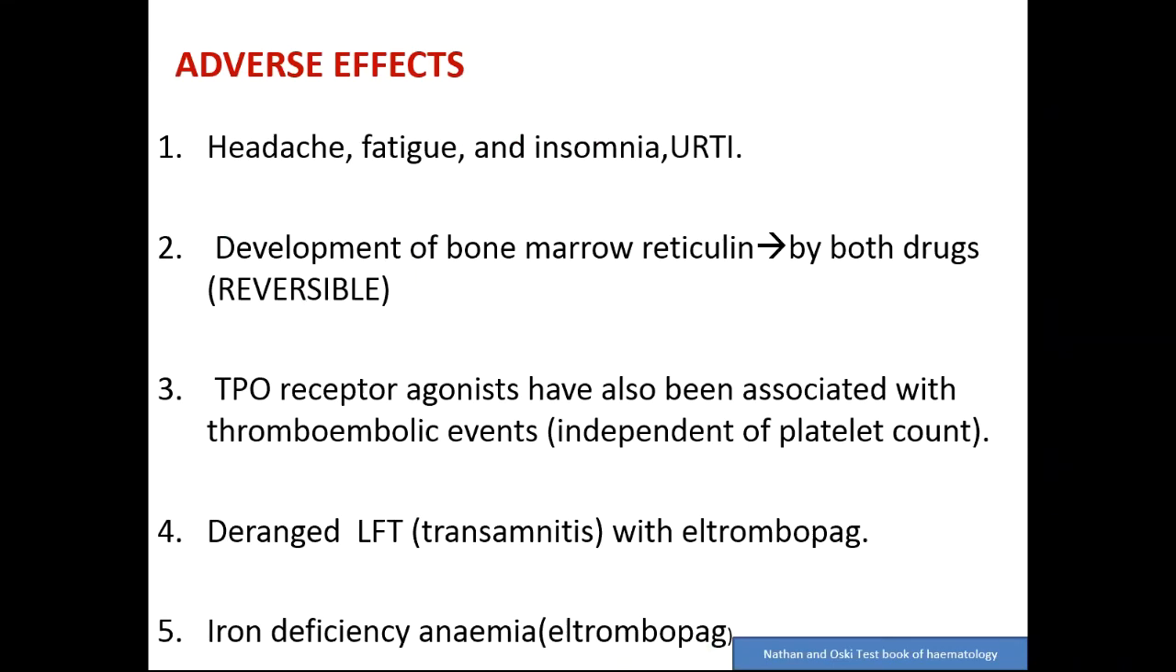The adverse effects usually encountered are headache, especially with romiplostim, fatigue, and insomnia. Development of bone marrow reticulin, that is myelofibrosis, is also seen with both the drugs, but it is reversible. TPO receptor agonists have also been associated with thromboembolic events, but these events are very rare in children. But we should know the risk factors, like any past history of thromboembolism, obesity, or OCP. Eltrombopag causes transaminitis and also causes iron deficiency anemia because it chelates iron.